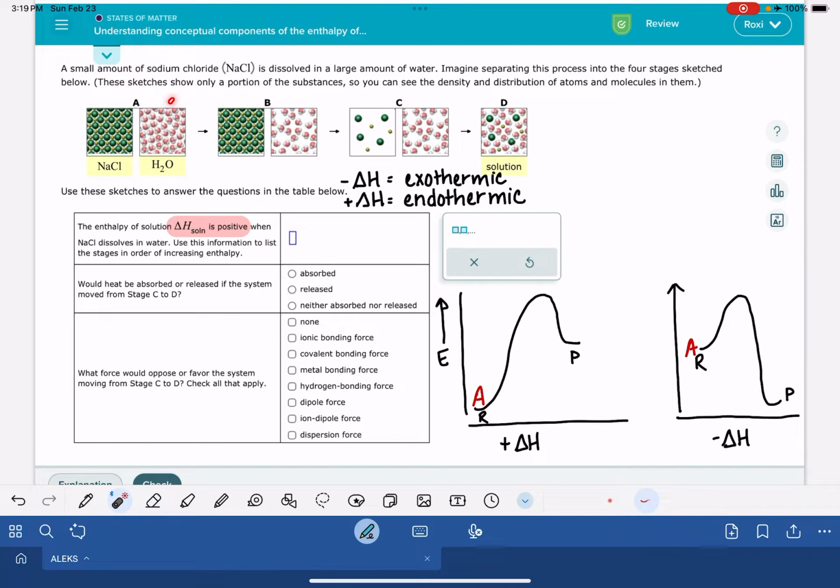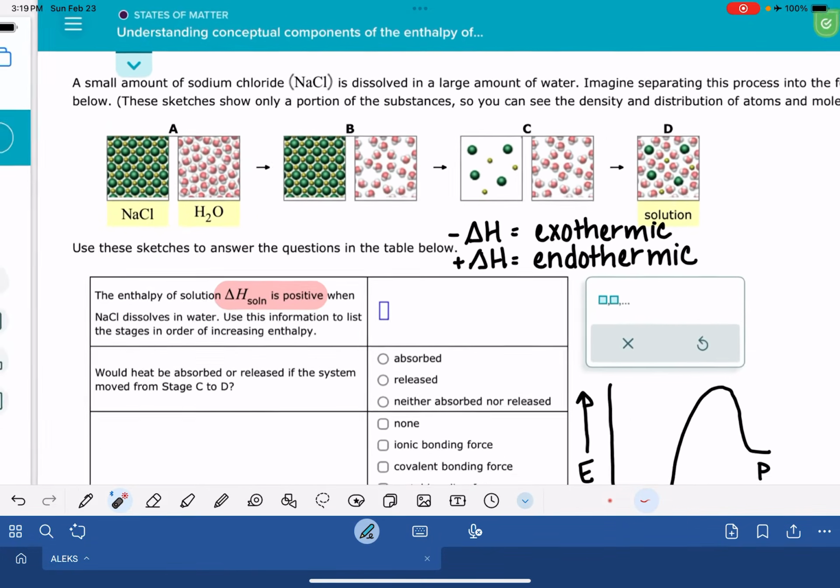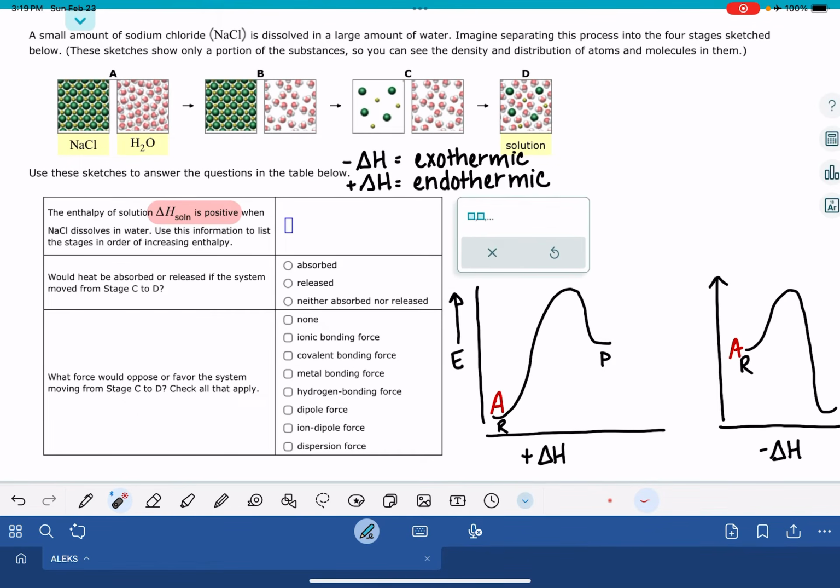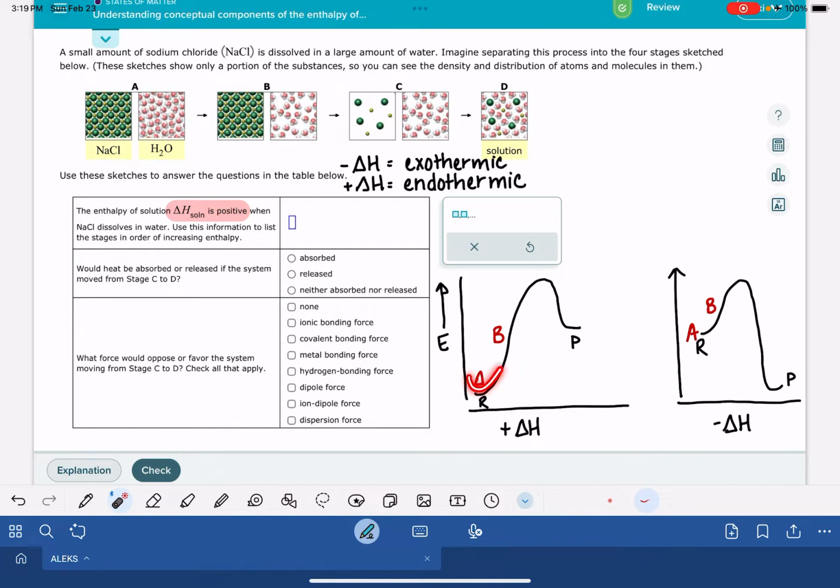In order to go from stage A to stage B, if you look at my particular problem, this is where the water molecules are being pulled apart from each other. And this happens by the breaking of the intermolecular forces among the water molecules. So the water molecule IMFs are being broken and being pulled apart, and that requires energy. So that is taking us on this uphill process in increasing energy. So stage B is going to be somewhere in the uphill process in our energy diagram.